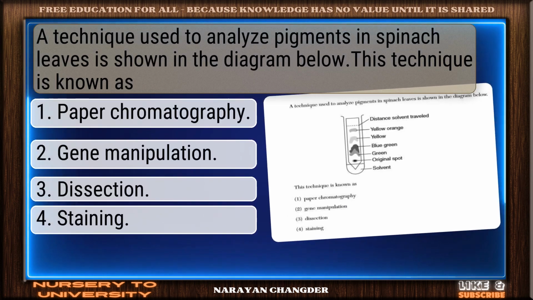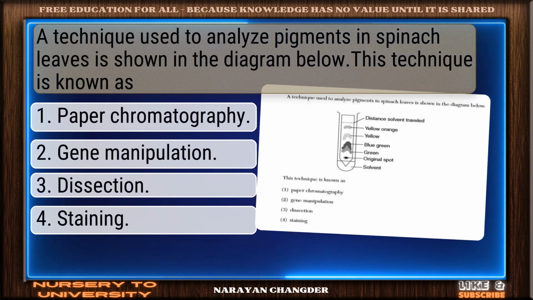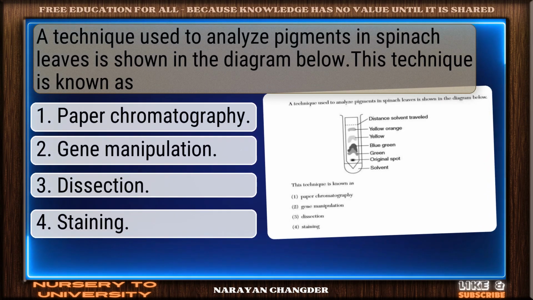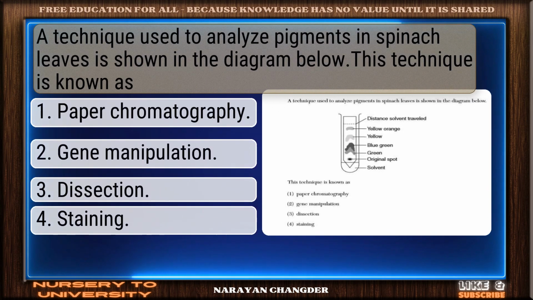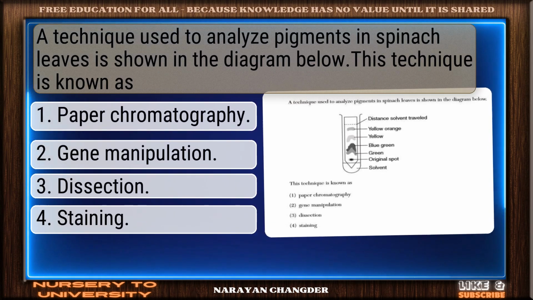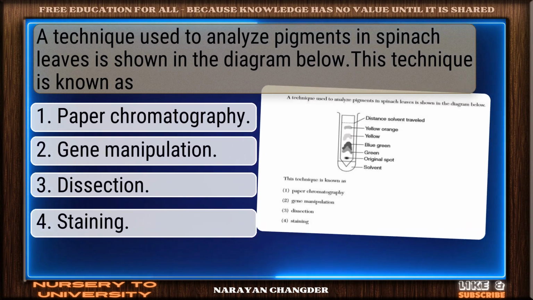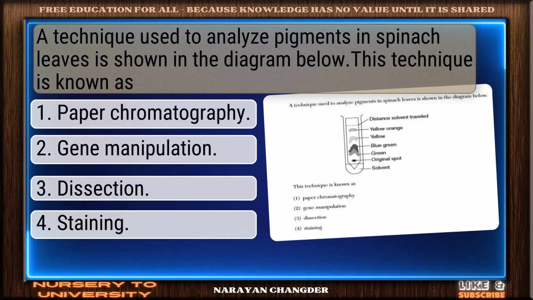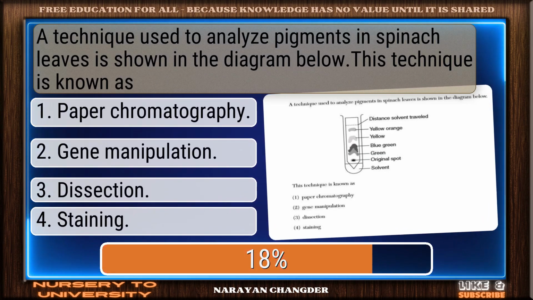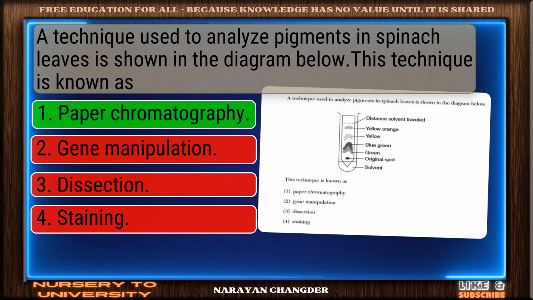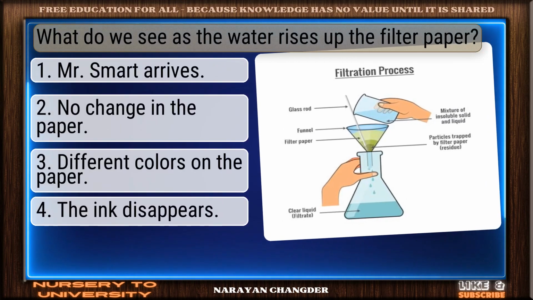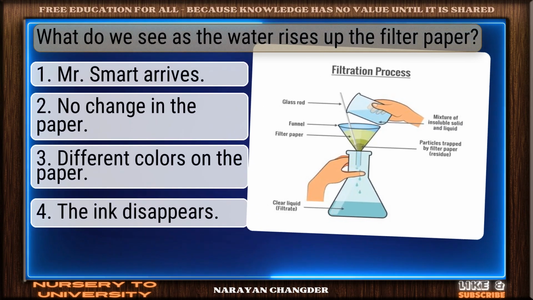A technique used to analyze pigments in spinach leaves is shown in the diagram below. This technique is known as Option 1, paper chromatography. Option 2, gene manipulation. Option 3, dissection. Option 4, staining. Paper chromatography, great work. What do we see as the water rises up the filter paper?